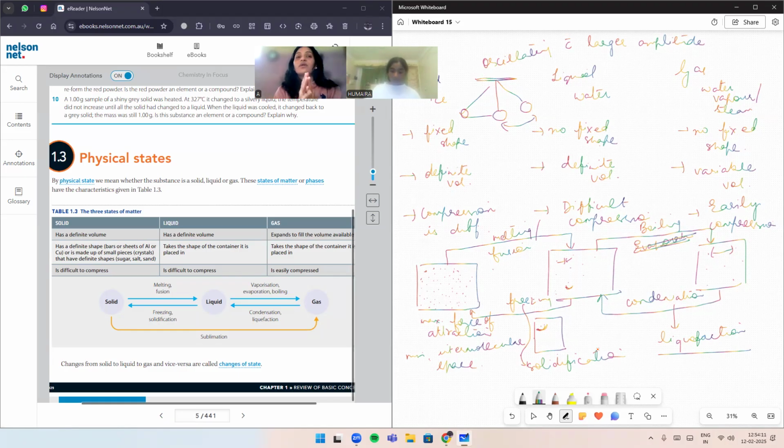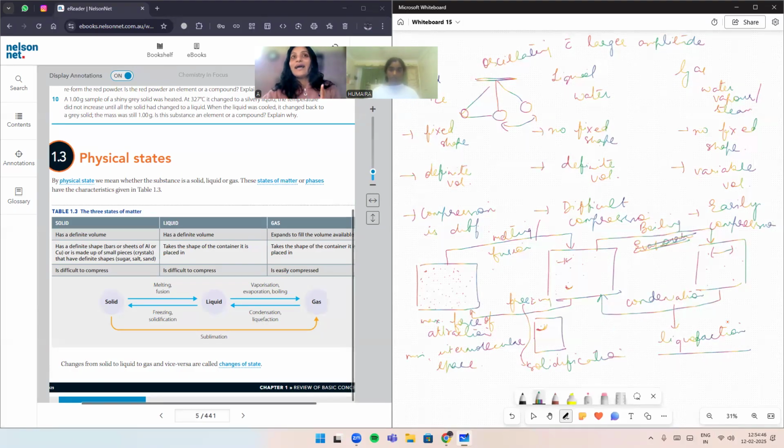Now, in some solids there is a change in state, but they just skip the liquid part. For example, when you take ice out of the refrigerator and keep it on a gas stove, first it will melt into liquid, and then it will start boiling. But some substances skip the liquid state, which means they change from solid directly into gas.